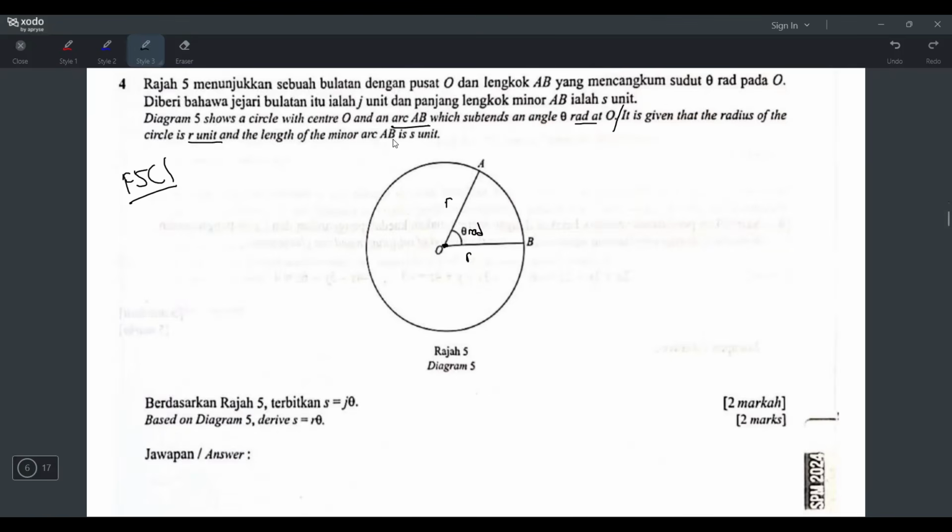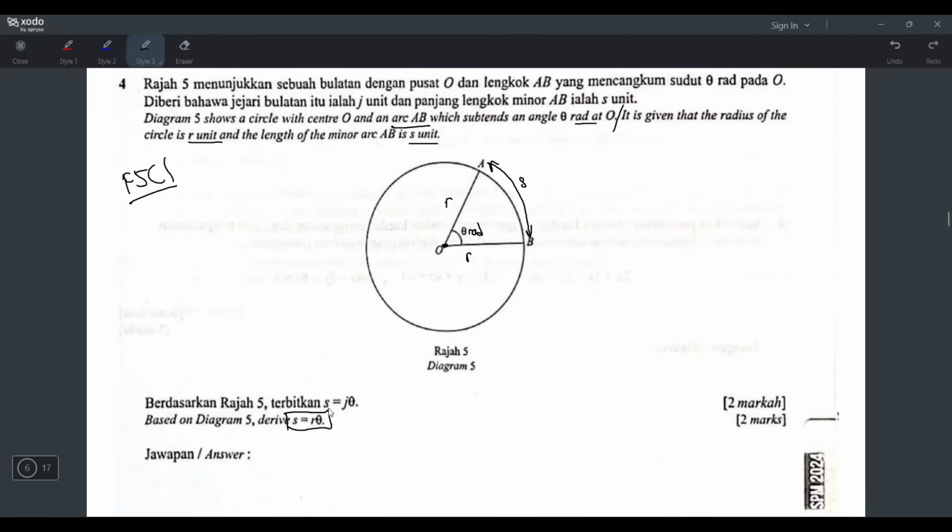And then the length of minor arc AB is S unit again. So the arc AB, this one is S. Let's label that. They never give us the unit, so it could be cm, it could be meter, whatever. Just write S only. And then they say based on diagram 5, derive S equals R theta. So basically they want you to prove the formula. Derive means prove the arc formula.